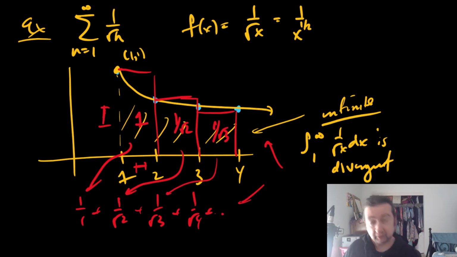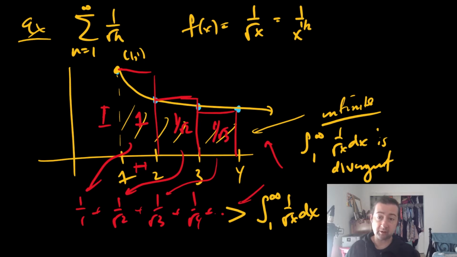So the idea here is that whatever this series happens to be, it must be larger than the integral from 1 to infinity of 1 over root x dx. It has to be, because the rectangles, when you add them all up, I've drawn this one incorrectly, they're all over the curve this time.